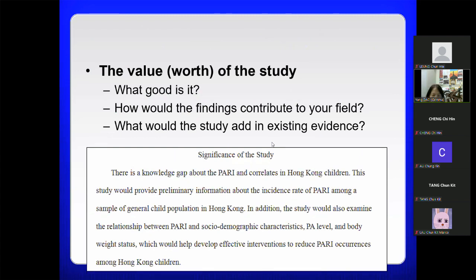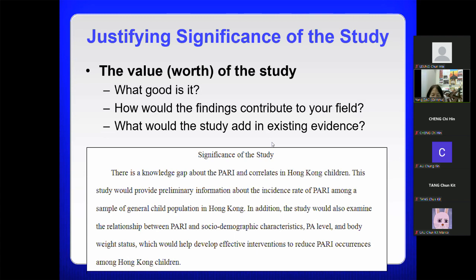So in the last part of the introduction, you should state the significance of the study. What does the significance of the study mean? That means after you complete your study with the exact results, the contribution of your study to this area. So the value of the study.